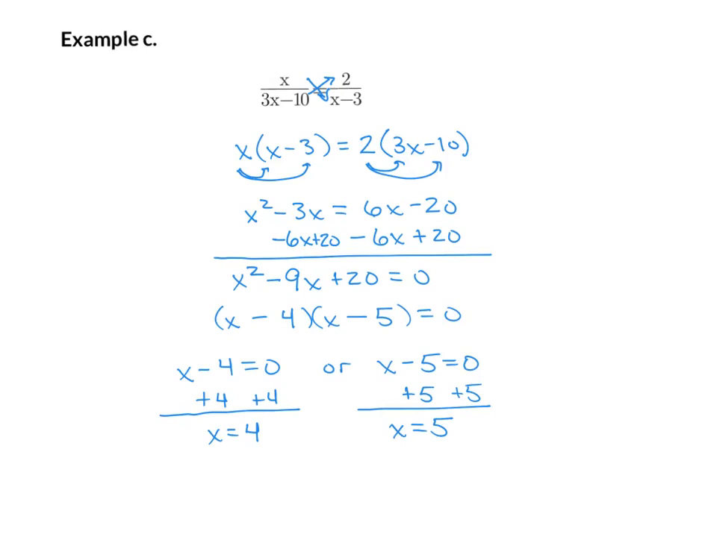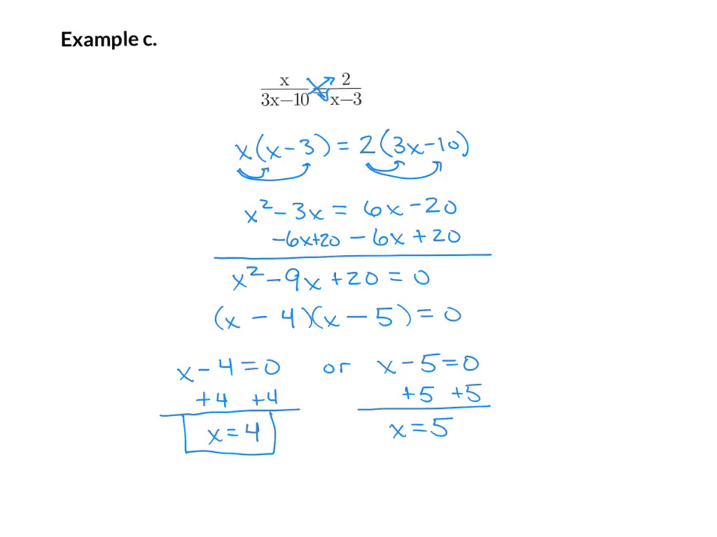All right, let's go ahead and check our solutions. Let's start with x equals 4. If we plug into the first equation, the bottom, we get 3 times 4 is 12, minus 10 is 2, not 0. We're okay there. And 4 minus 3 is 1, not 0. So we can go ahead and keep x equals 4.